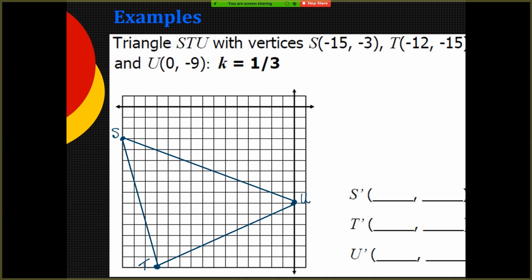So to find S prime, we need to take the ordered pair -15, -3 and multiply it by 1/3. So 1/3 times -15 is -5. And -3 times 1/3 is -1. So S prime is now going to be located at -5, -1. So right there, and then I'm going to label it S prime.